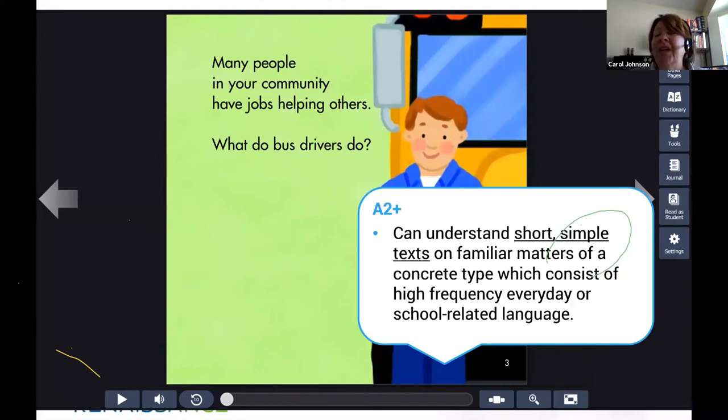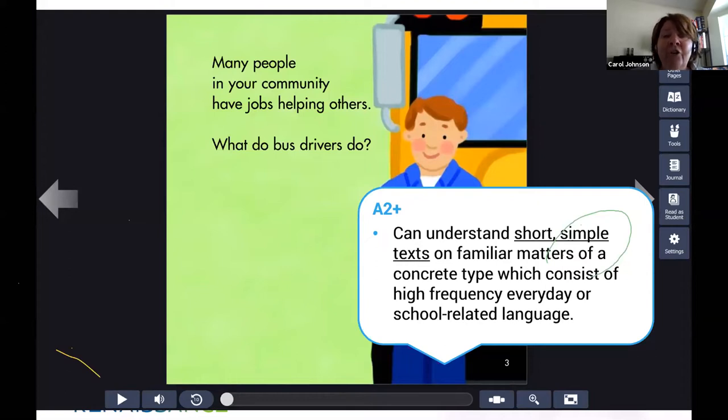Let's go to A2 plus, because some of the Cambridge sites, the European sites actually have an A2 plus listed to separate between the A's and the B's. This is where a student can understand short, simple text on familiar matters of a concrete type. And you can see it's not just now high frequency language, but school related language.